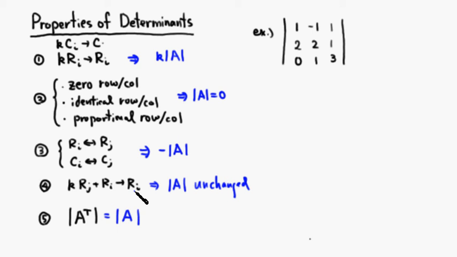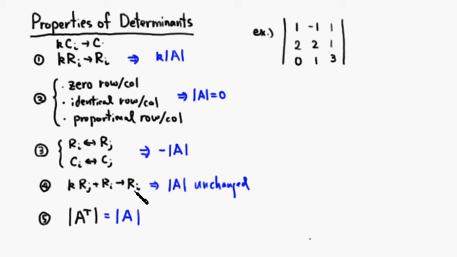Those are the properties. Some operations do not change the determinant. Some change its sign. If you multiply a row by a number, you have to multiply the determinant by the same number. Or if you have a 0 row, identical rows or proportional rows, then the determinant is equal to 0. Let's look at this example.